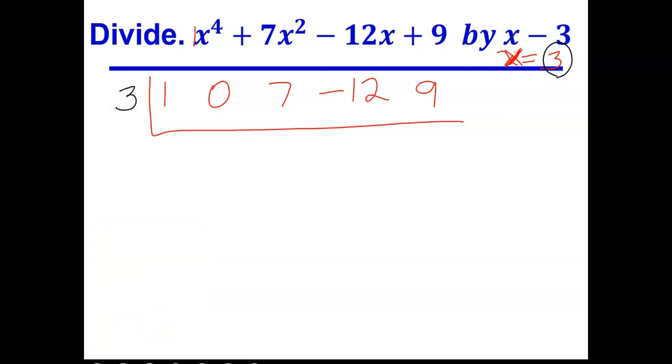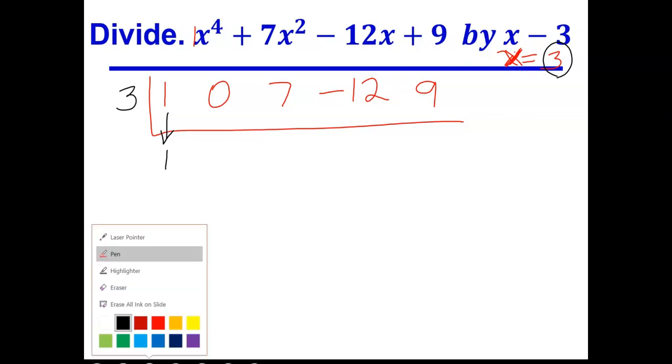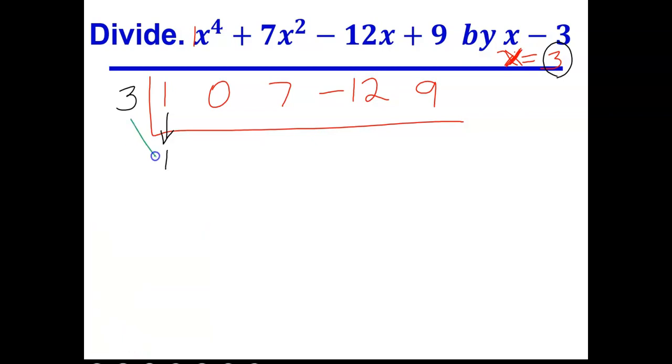So we drop down the 1, always drop down the first one, and then we multiply and write our answer here. So 3 times 1 is 3, and then we add 0 plus 3, which is 3. Next we multiply again and write our answer here. So 3 times 3 is 9, we add, we get 16.